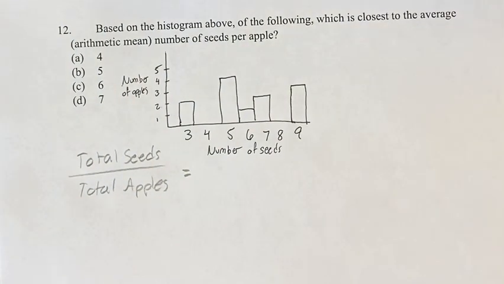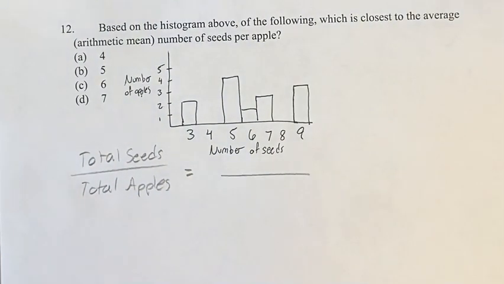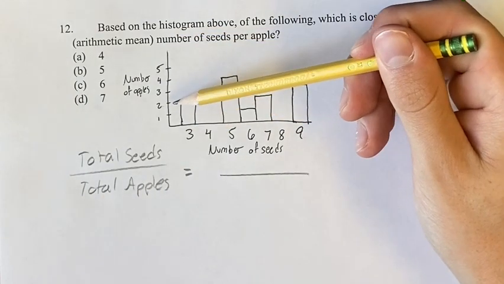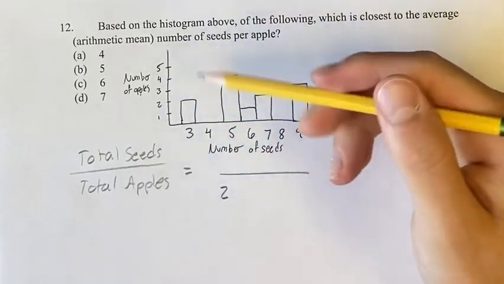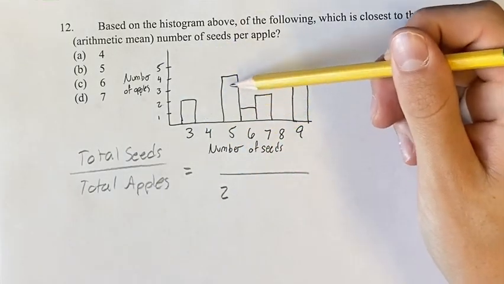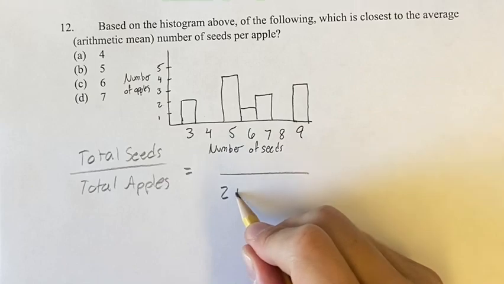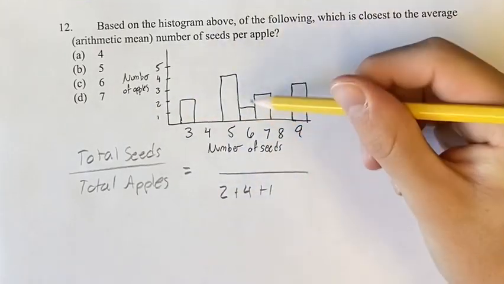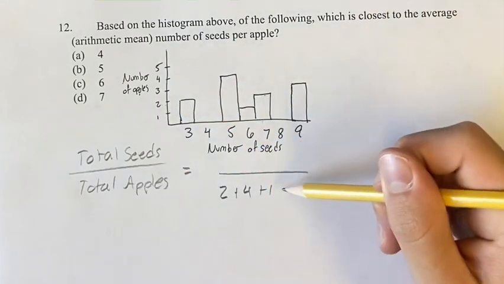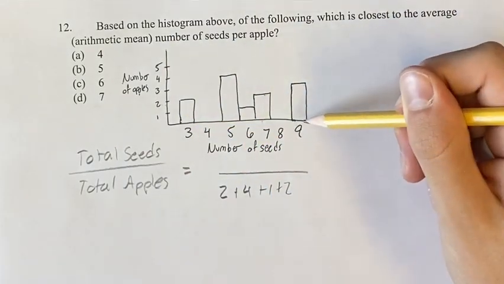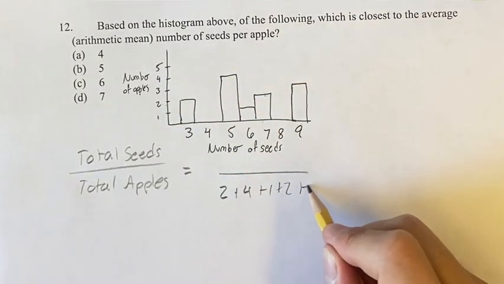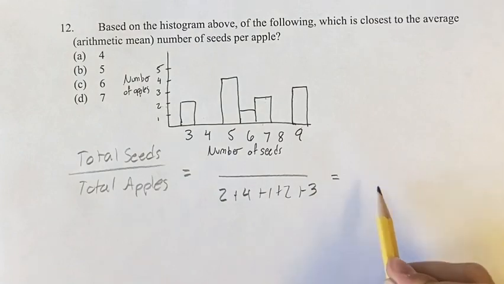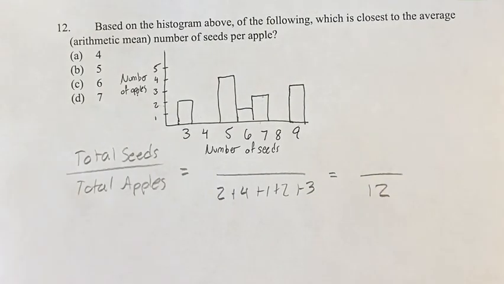So, firstly, the easier thing to find is the number of apples. For 3 seeds, we have 2, so that's 2 apples, plus 0 apples, plus for 5, there's 4 more apples, so plus 4. 6 seeds, we have another 1 apple, and then another 2 more here. 8 gives us 0, and then 9 seeds gives us 3 more apples. So you have 2 plus 4 plus 1 plus 2 plus 3. We have 12 apples in total.